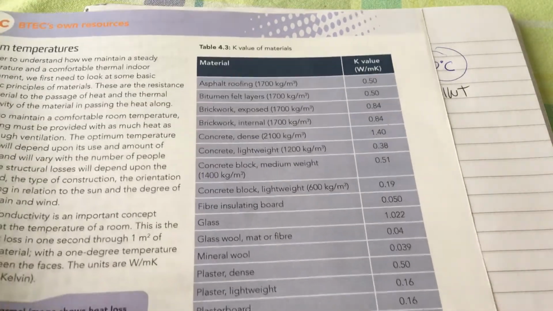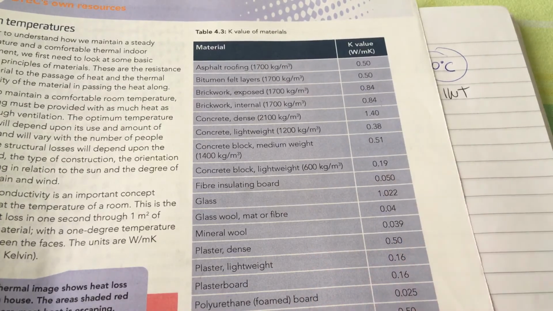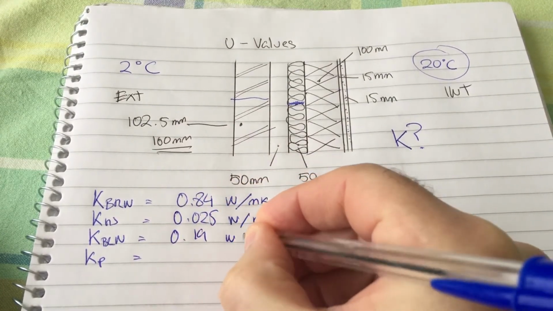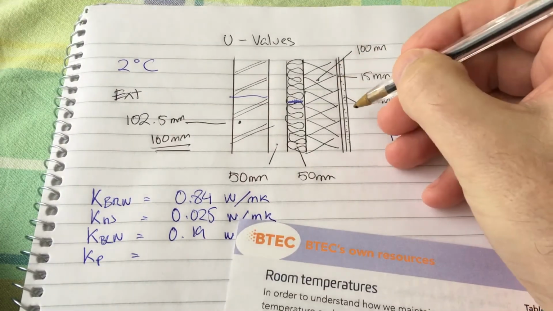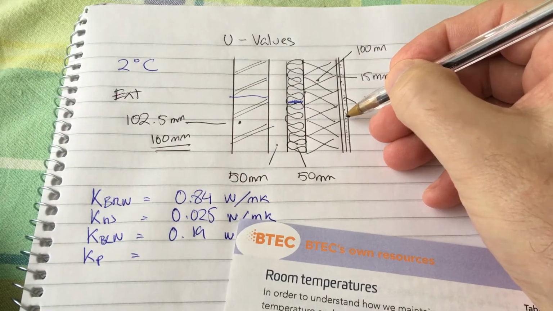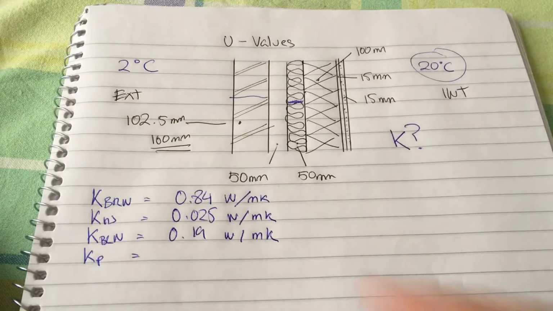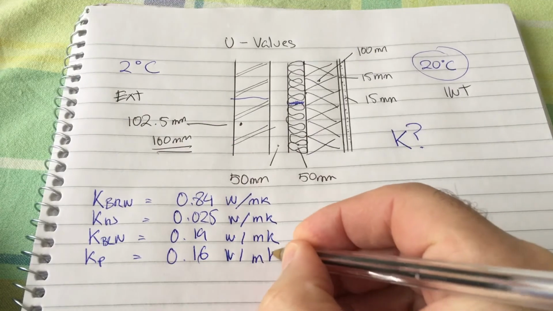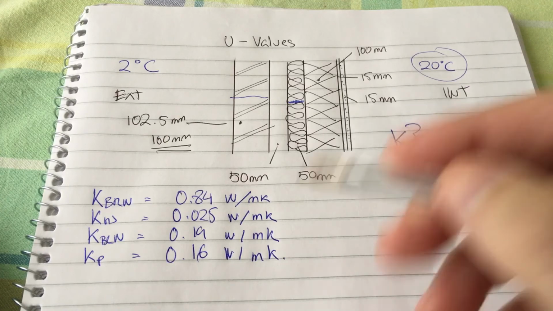Then I have to look at block work. It's light block work, and it's here. Concrete block, lightweight, and that's 0.19. So I write here 0.19. And then I'm trying to find K for plasterboard. Plasterboard is here, and we got 0.16. Perfect. Now we got all the K values we're going to need for the exercise.